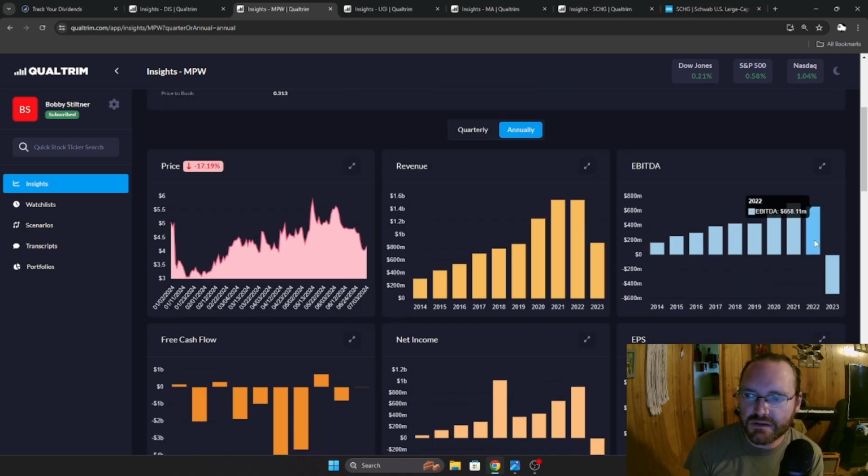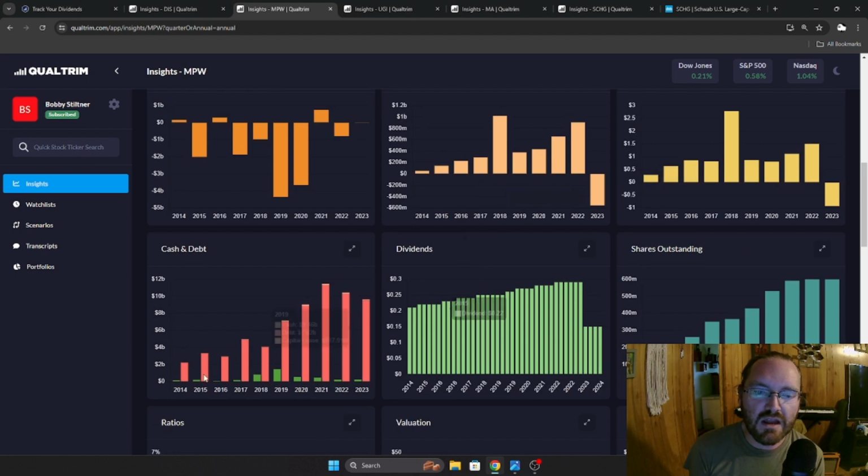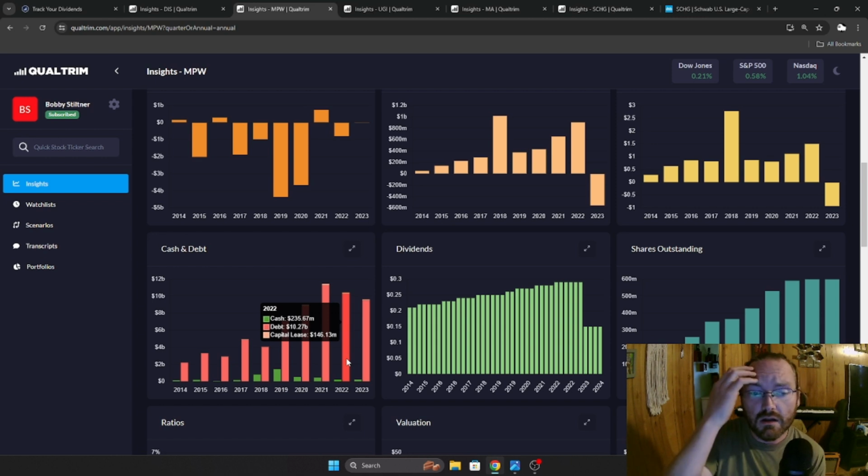Let's see, their EBITDA in 2023 was negative, so we'll look at 2022. It was $658 million, and their debt was $10.27 billion, so that's like 15-plus times leverage. That's way too much, way too much. Vici's like 5 to 7 times. This is crazy. This is a lot.